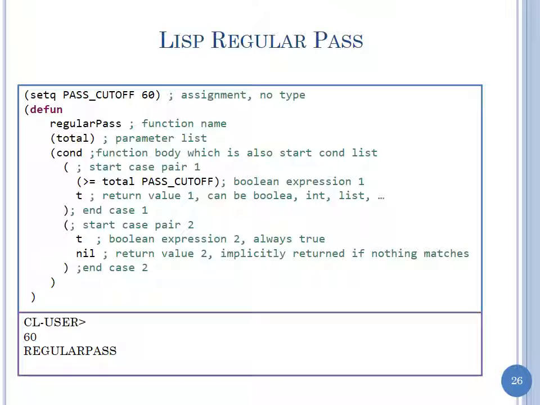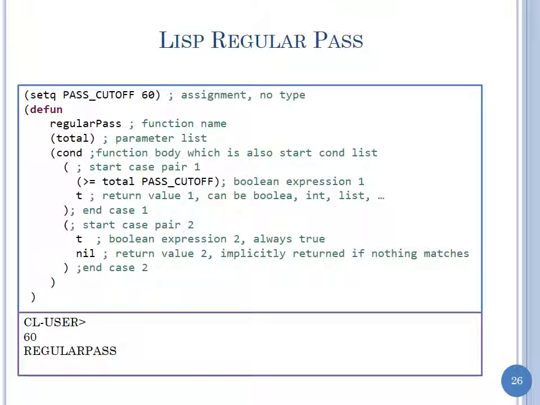I haven't input anything. I just said load this file, and it evaluated the first expression, and the answer I got was 60, because I assigned 60 to the variable, and we know that for an assignment statement, its value is the expression assigned, and the expression assigned was 60. The second thing is also an expression. It's an expression that returns an atom, or just think of that as an identifier called regular pass.